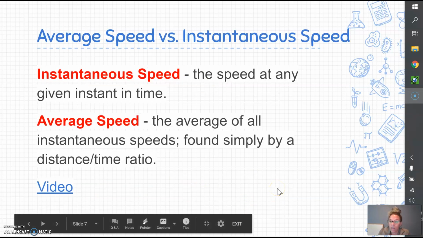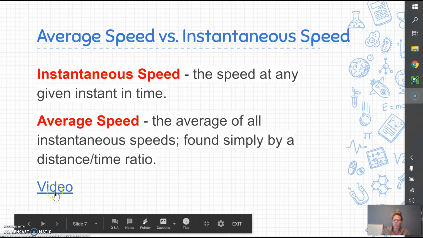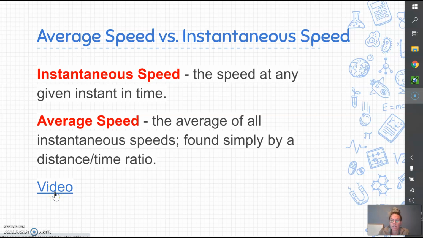We watched a video last week over average speed and instantaneous speed, and if you didn't watch that video, you can pause it and click on the link here and get to that. Hopefully that'll get you there. If not, it is in the week 2 calendar, average speed and instantaneous speed. Instantaneous speed is the speed that is on your speedometer. The average speed would be the total distance over the total time traveled.